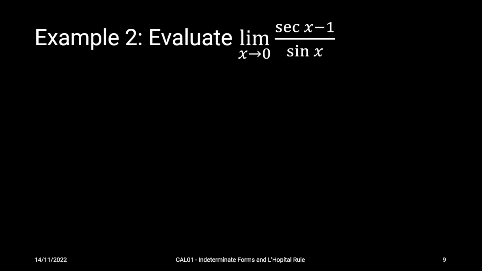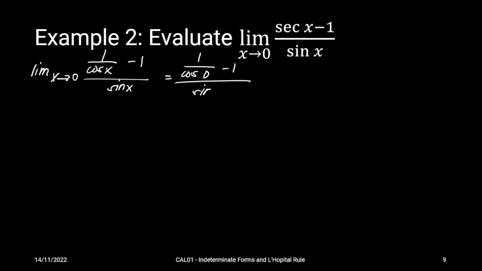So, we have here, evaluate the limit of secant x minus 1 over sine x as x approaches 0. So, ano muna natin? So, try muna natin i-solve. So, we have here the limit as x approaches 0 of 1 over cosine x, diba yun yung secant natin, minus 1 over sine x. So, we have 1 over cosine 0 minus 1 over sine 0.